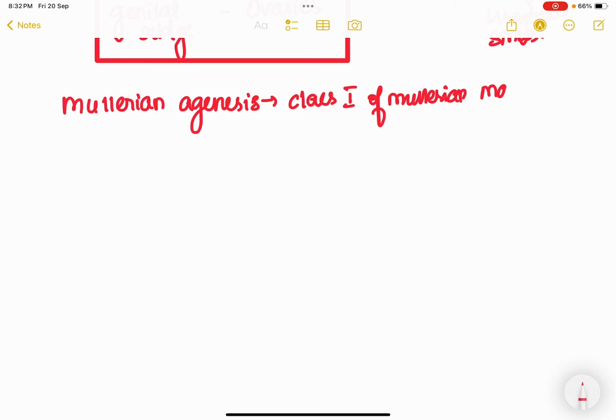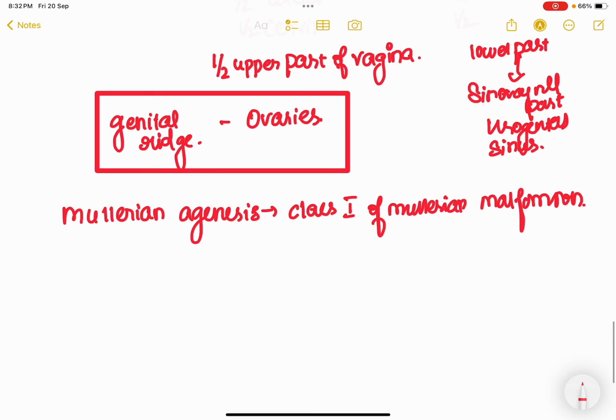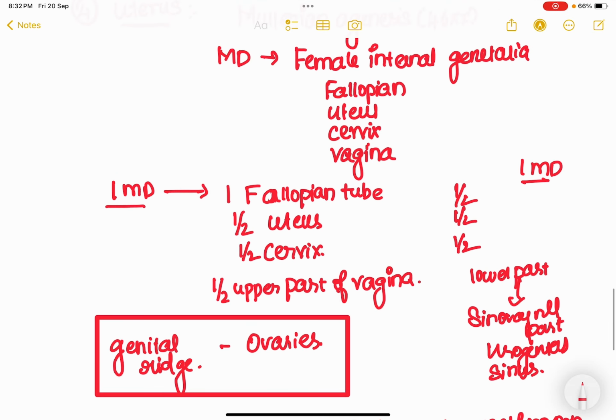Right? So the problem with Mullerian agenesis is that the Mullerian duct is not formed. So since the Mullerian duct is not formed, it will never lead to the formation of female internal genitalia. So what are the female internal genitalia? The fallopian tube, uterus, cervix and vagina are the female internal genitalia. So once this Mullerian duct is not formed at all, there will not be any formation of female internal genitalia. So when there is no uterus, the female will never experience any menstruation, right? So then she is a case of primary amenorrhea.